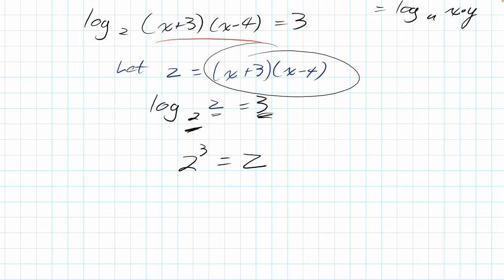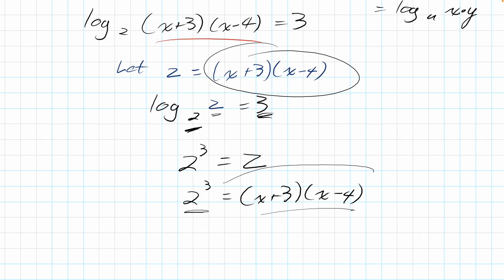So when we do that, 2 to the third is equal to x plus 3 times x minus 4. Your intuition is really good. We do want to distribute, and the reason is that this is going to be a quadratic. In order to solve a quadratic, we have to set it equal to 0, so we have to move this piece over. So we end up with 0 is equal to x plus 3 times x minus 4, minus 2 cubed. I should have distributed.